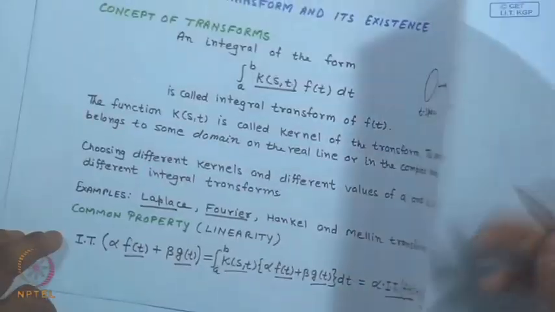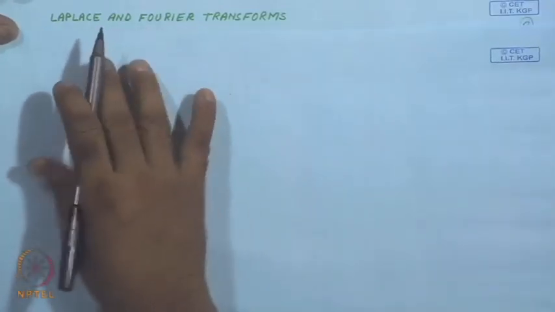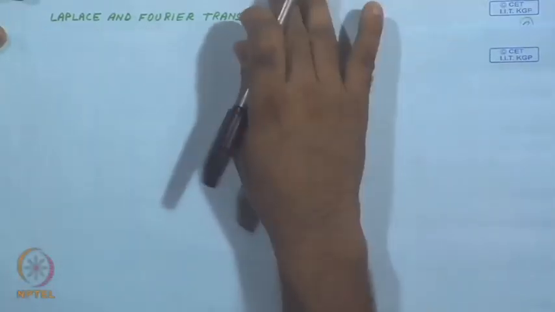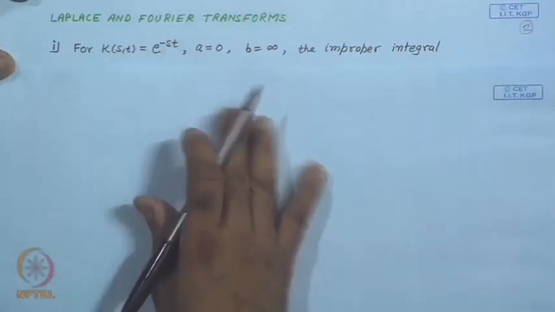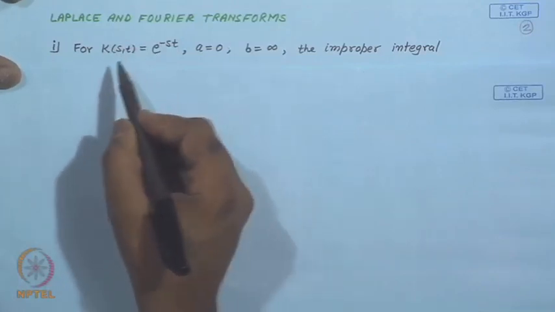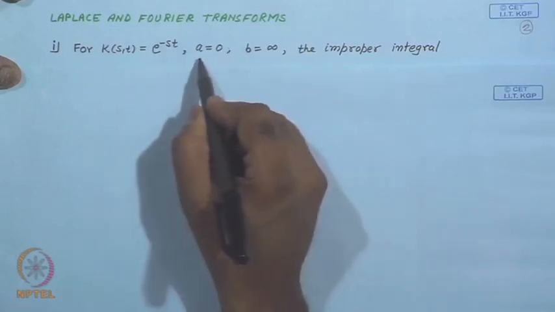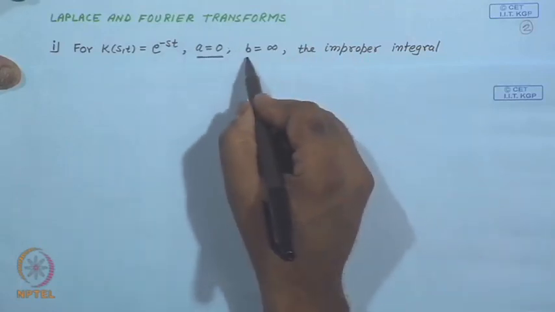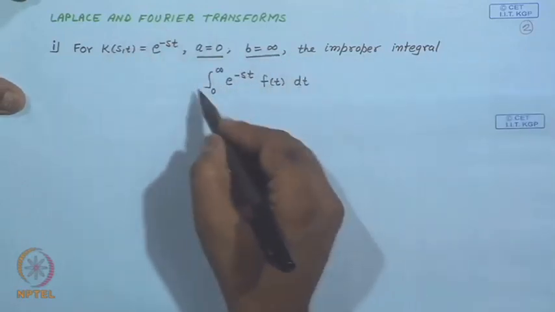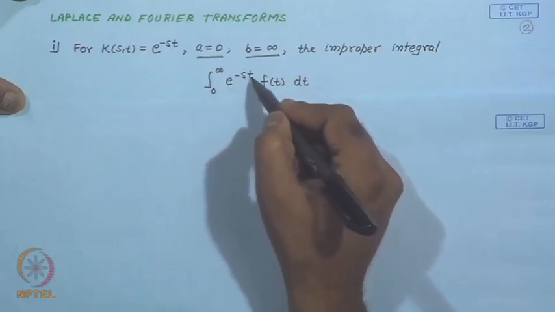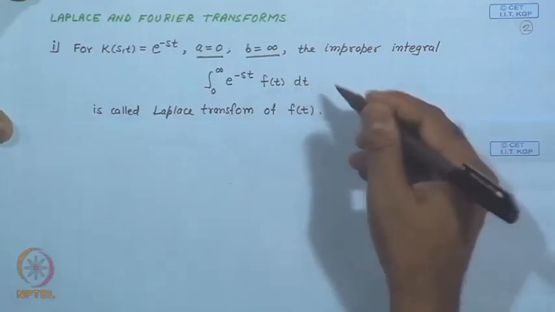Now, as we have said, the Laplace and Fourier transforms will be discussed in detail in this lecture. For example, if we take the kernel k(s,t) equal to e to the power minus st, with lower limit 0 and upper limit infinity, then this improper integral, the integral from 0 to infinity of e to the power minus st f(t) dt, is called the Laplace transform of f(t).